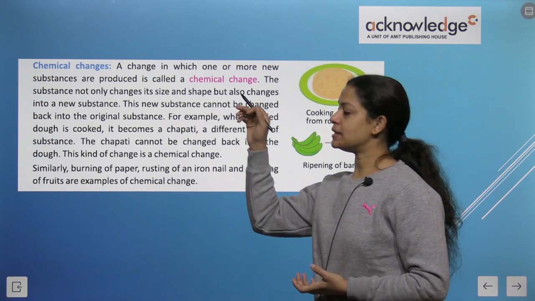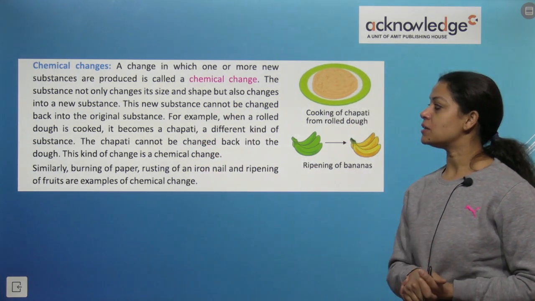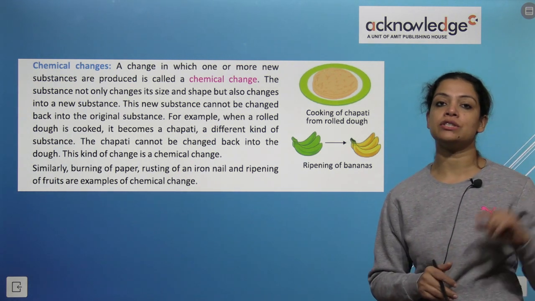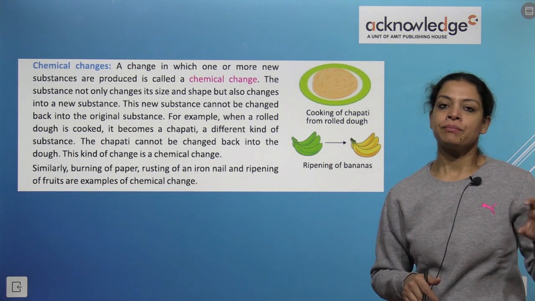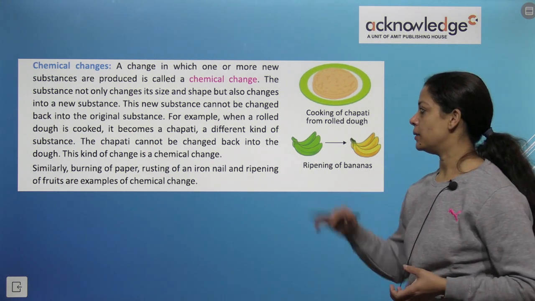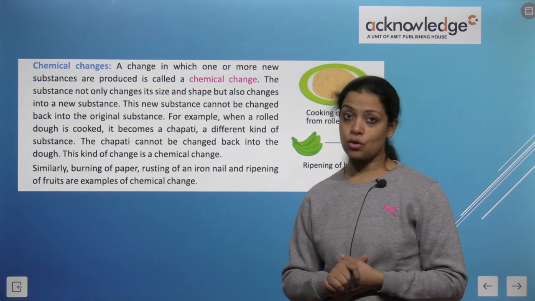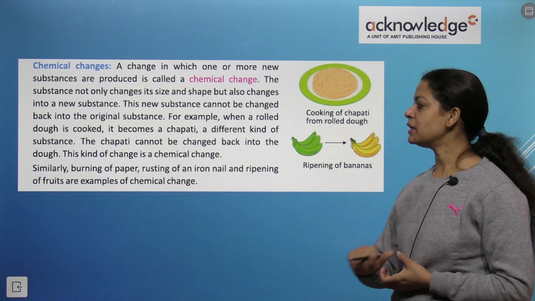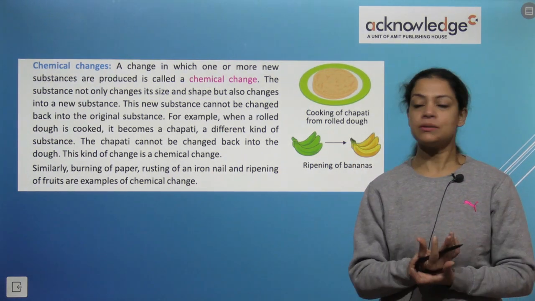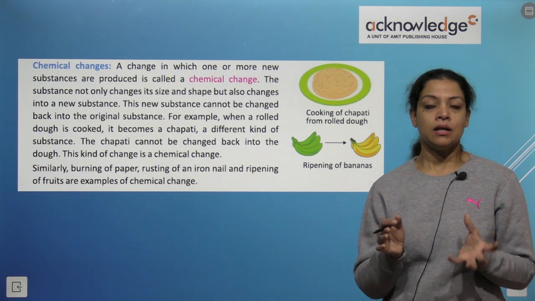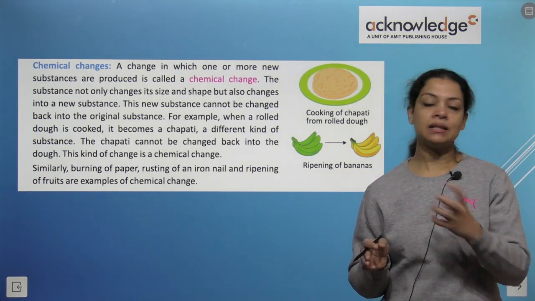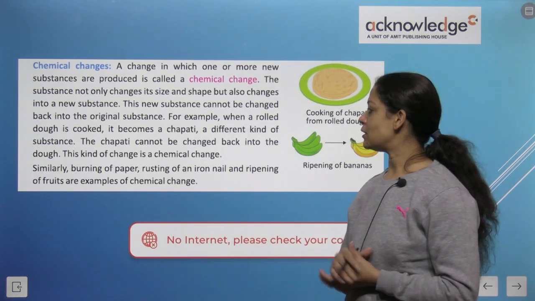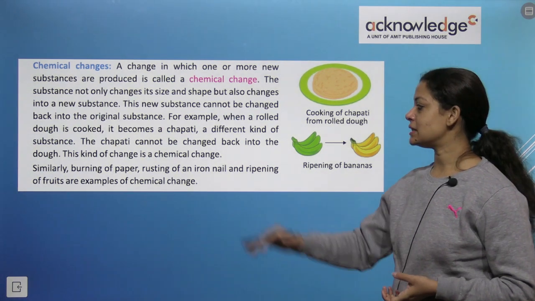So, the substance not only changes its size and shape, but it also creates a new substance. This new substance cannot be changed back into the original substance. The new substance that has formed cannot go back to its original form. So, the example is when a rolled dough is cooked. Now, this is important. When a rolled dough is cooked, it becomes a chapati, a different kind of substance. So, once you have cooked the chapati after rolling it down, making it flat, after it has become chapati it cannot come back to its original wheat dough. So, the chapati cannot be changed back into the dough. This kind of change is a chemical change.